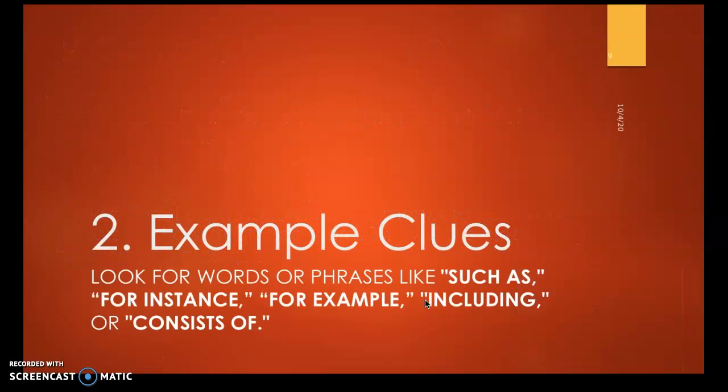And a hint that an example is coming up is if you see phrases like such as, or for instance, or for example. These are phrases that indicate to you that there's going to be some explaining coming or some example coming that's going to help you to understand the concept that came before.